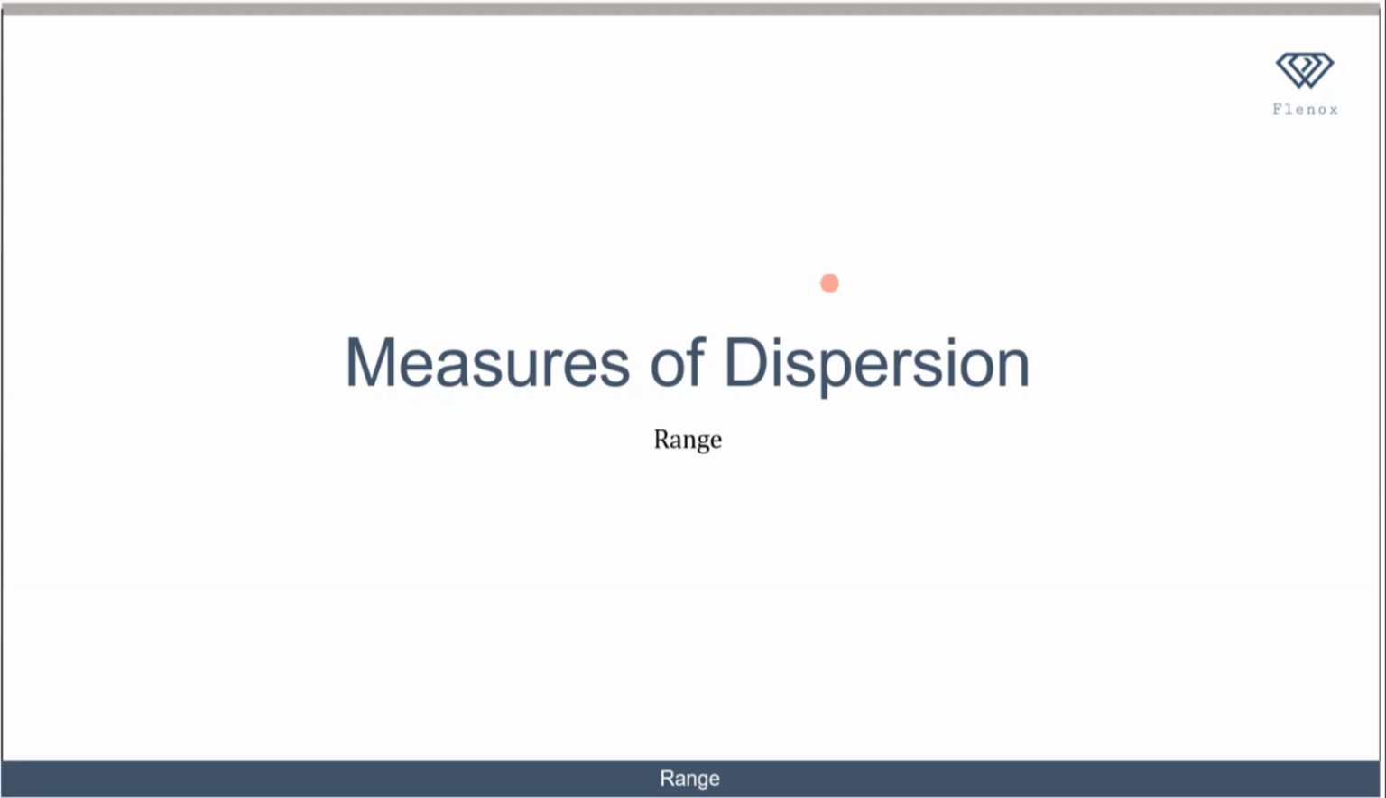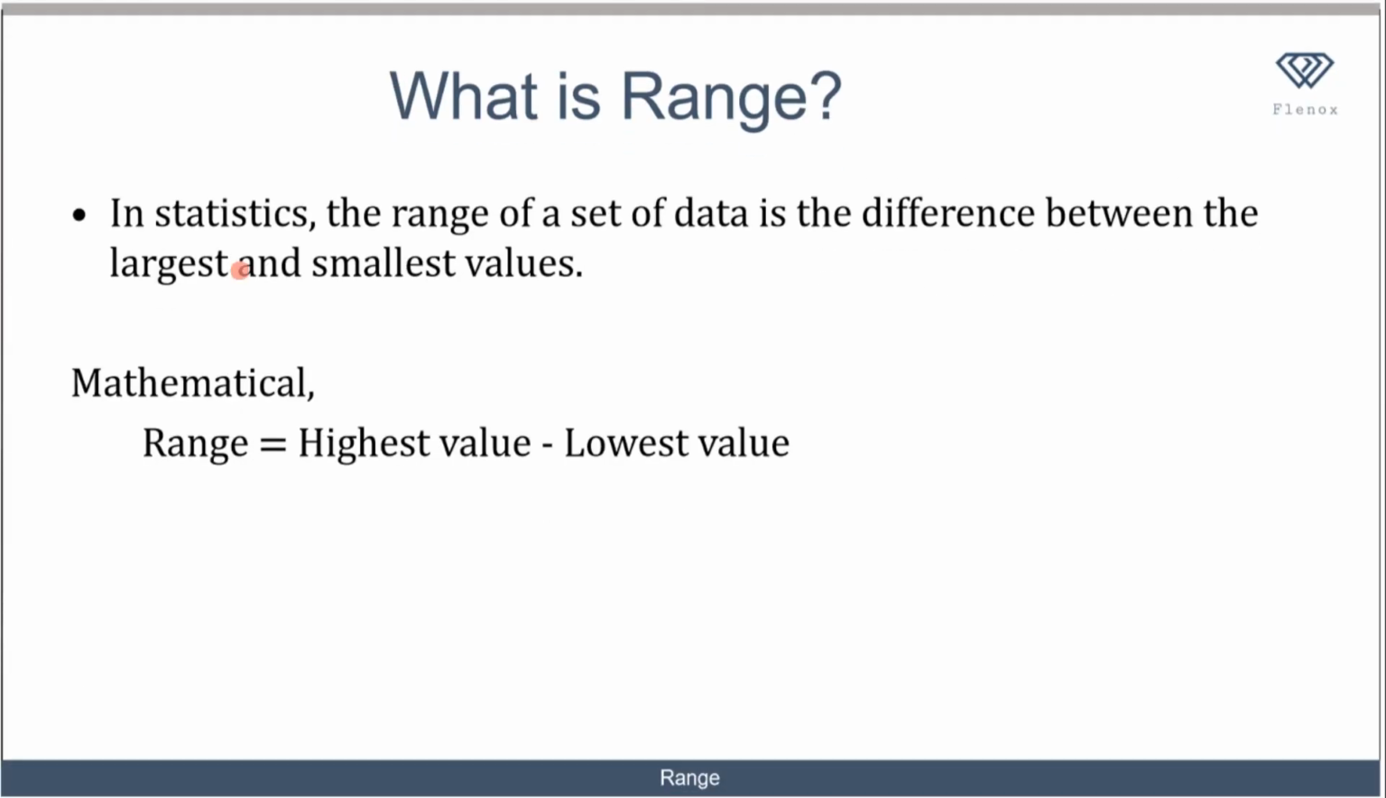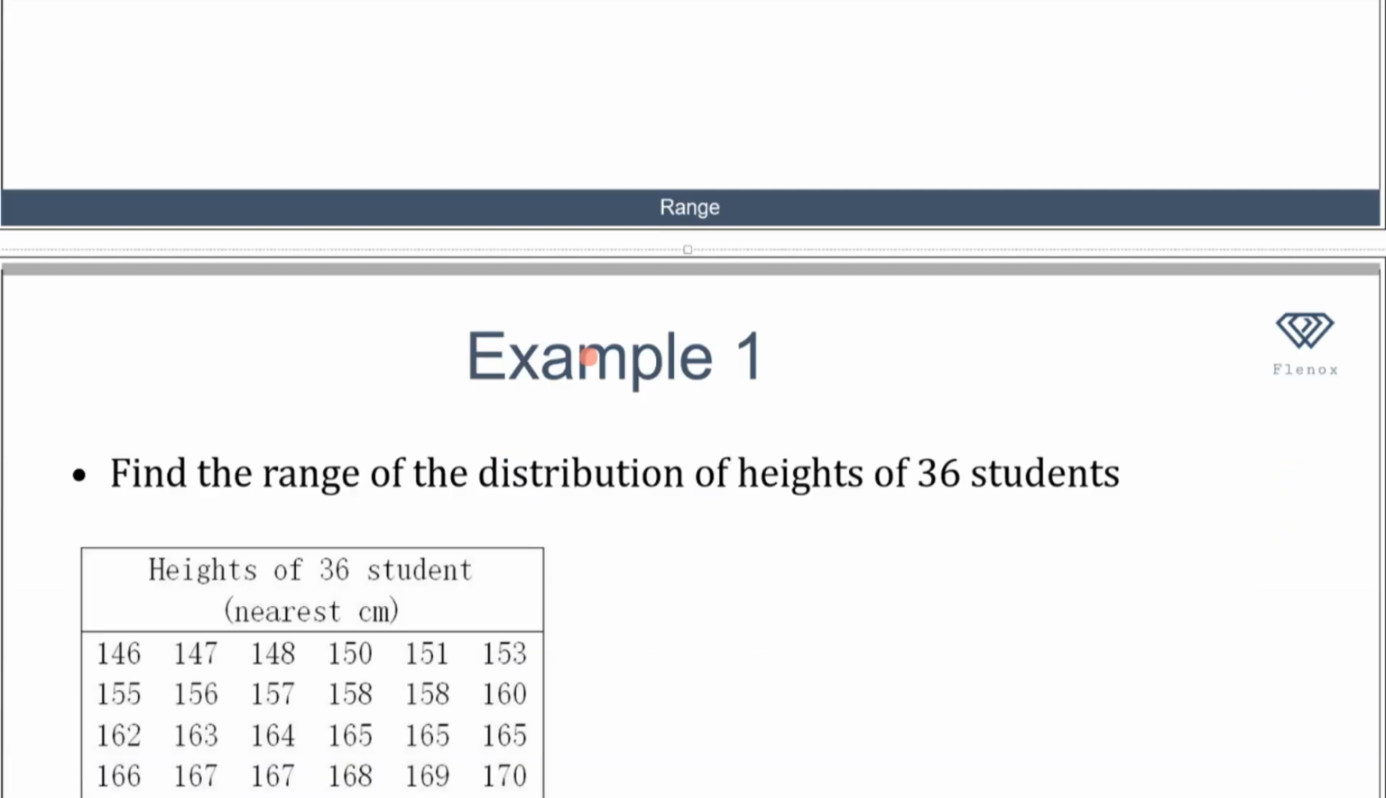So let's look at the range. So what is the range? In statistics, the range of a set of data is the difference between the largest and smallest values. Mathematically, we calculate the range by subtracting the lowest value in the distribution from the highest value in the distribution. So let's see how we do this.